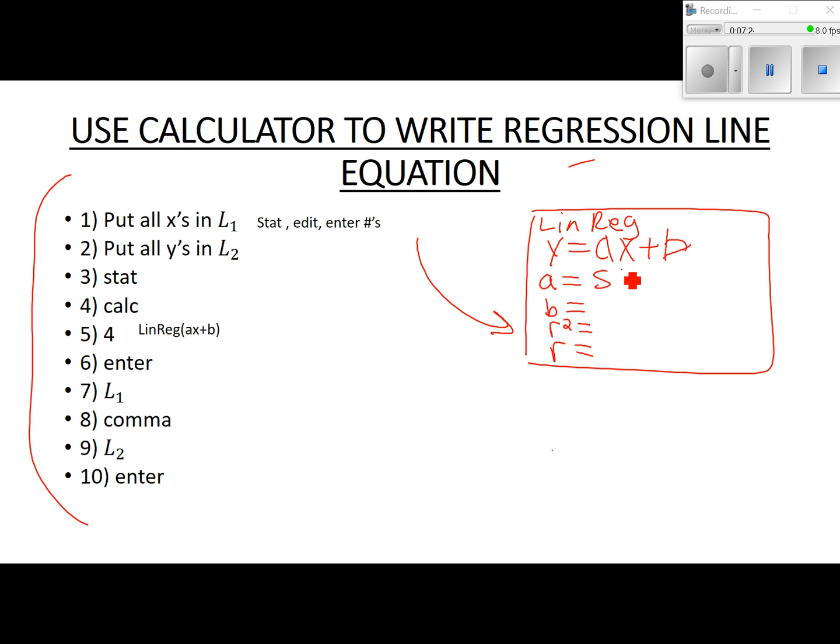A, remember, is your slope. B is your y-intercept. R squared is called the coefficient of determination. We're going to talk about it later. And R, we talked a little about last time, we're going to talk more about this time, is your correlation coefficient.